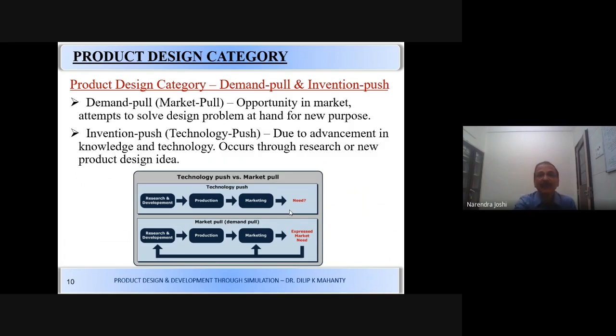If you look at the bottom figure, technology push is research and development, production, marketing, and then the market need. Whereas market pull is where we express the market need, based on that coming from marketing, and then we go to R&D and make it happen. So these two are different aspects, but both give the solution for product design.